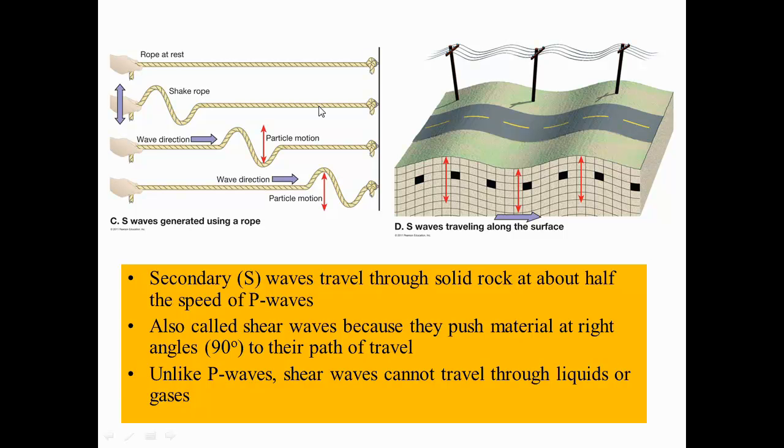To illustrate the motion of S waves, we can take a rope, tie one end of the rope to the wall, and then pull it horizontal. In this case, we give the rope a shake. And notice, again, the wave direction is from left to right. The particle motion in this case is perpendicular, or up and down at 90 degrees, to the overall direction of wave travel. And this is the way that secondary waves travel through materials.